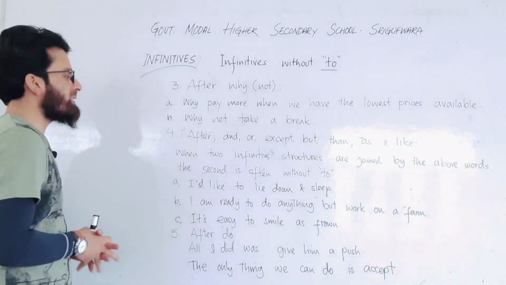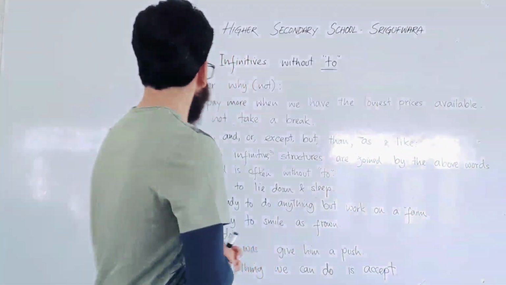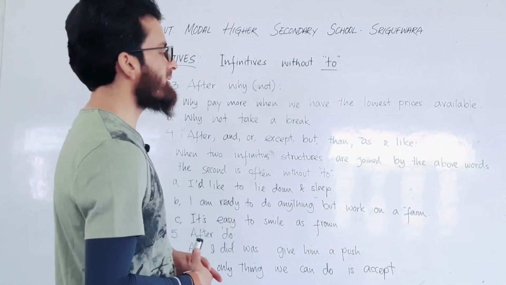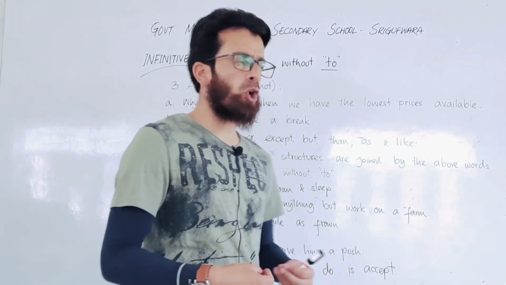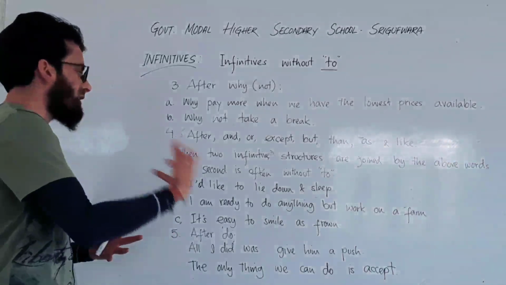The fourth is after and. We have some words like after, and, or, except, but, then, as, and like. And these words quite often function as conjunctions.